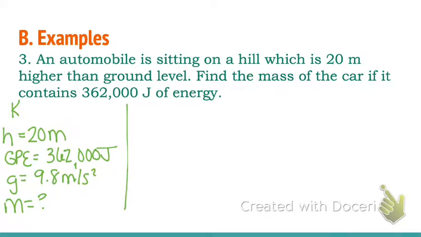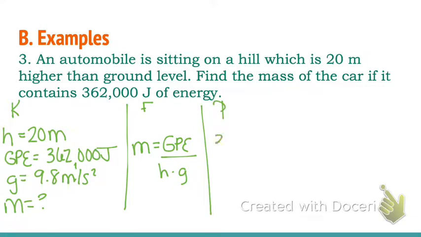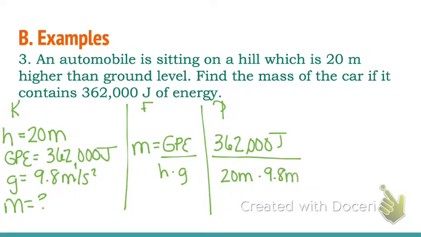So again, much like our formula for solving for height, we get a formula for mass: GPE divided by our height times our acceleration due to gravity. So we can go ahead and plug in. We have 362,000 joules in this automobile divided by our 20 meters times our acceleration due to gravity.